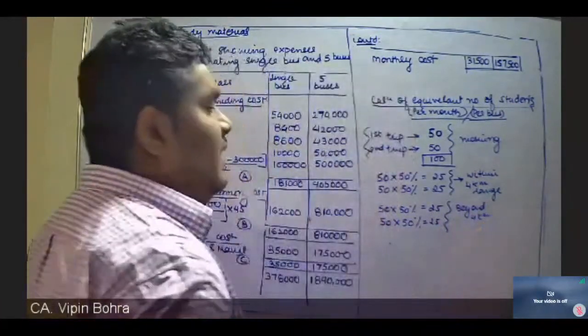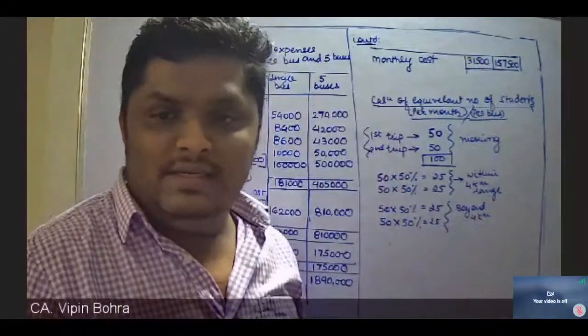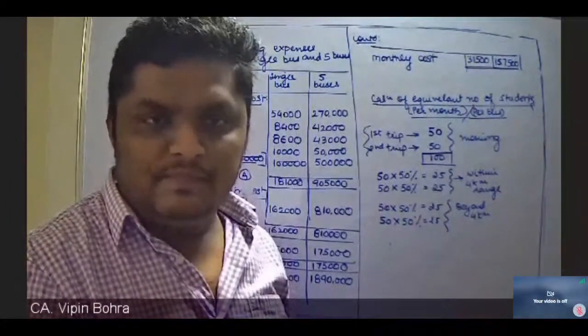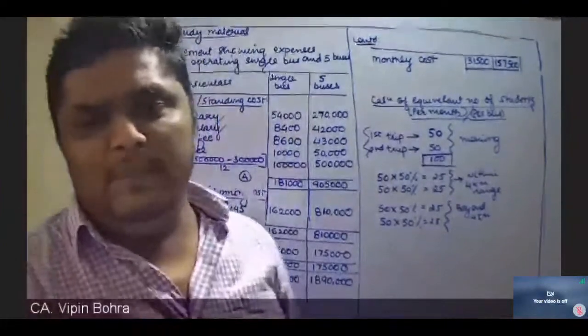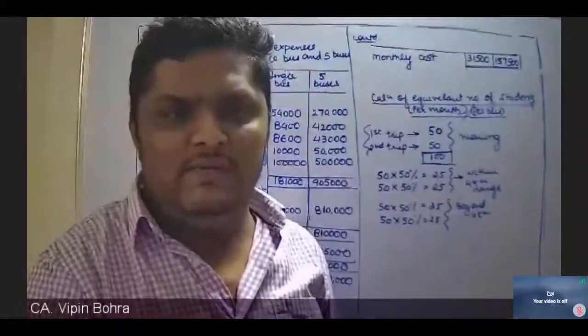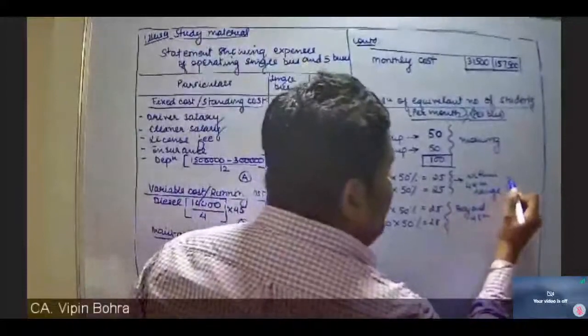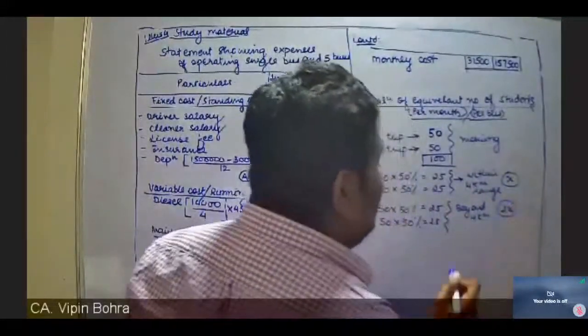I hope this part is clear. Now, it is clearly mentioned in the question that students picked up and dropped within a range up to 4 kilometers of distance from the school are charged half fare. So let the fare for this be X. Then for the others the fare will be 2X.